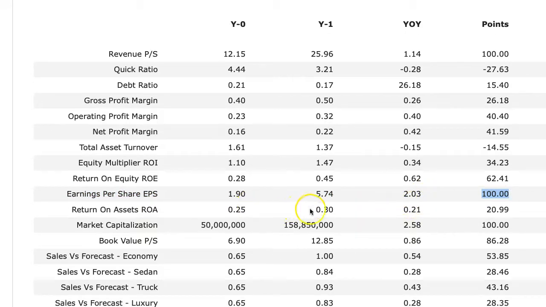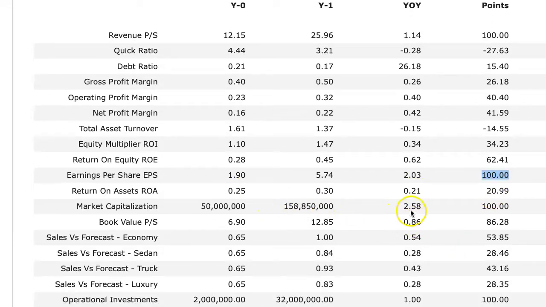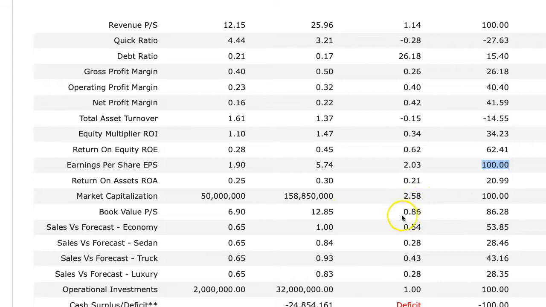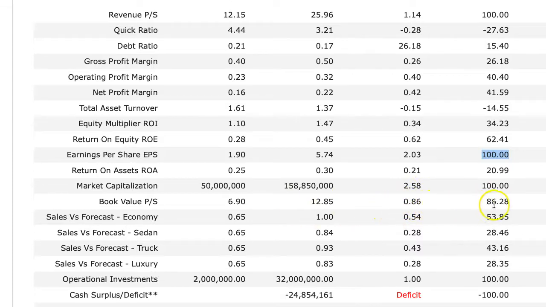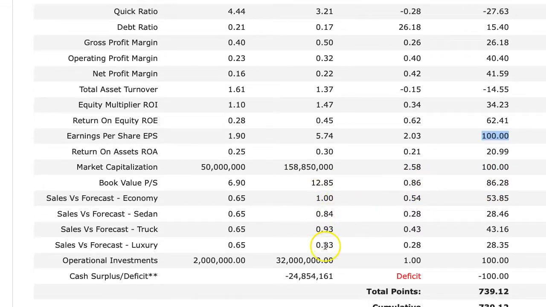My return on assets went up 21%. That's my assets looking at my profits. So I get 20 points there. My market cap went up 200%. I got 100 points there. My book value went up 86%. My forecasting was more accurate, so I earned some points on my forecasting. I invested in my company, so by buying operational investments, I earned 100 points there.